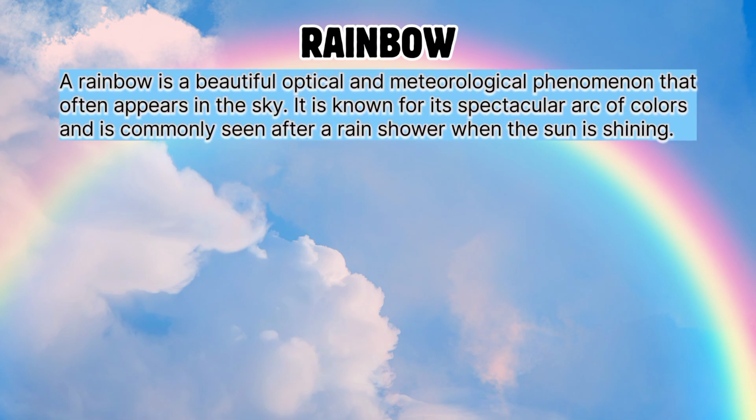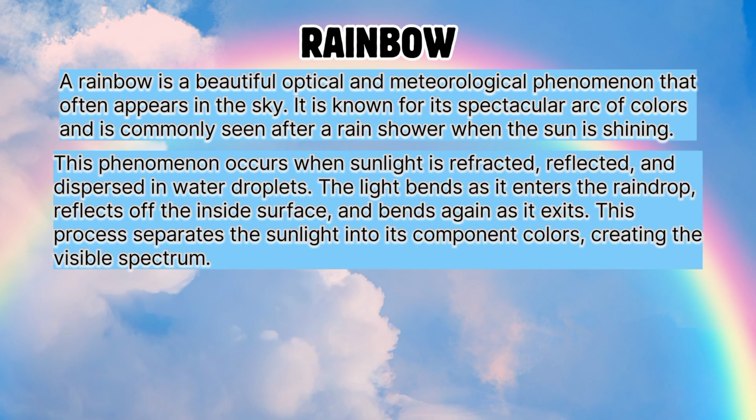A rainbow is a beautiful optical and meteorological phenomenon that often appears in the sky. It is known for its spectacular arc of colors and is commonly seen after a rain shower when the sun is shining. This phenomenon occurs when sunlight is refracted, reflected, and dispersed in water droplets. The light bends as it enters the raindrop, reflects off the inside surface, and bends again as it exits. This process separates the sunlight into its component colors, creating the visible spectrum.